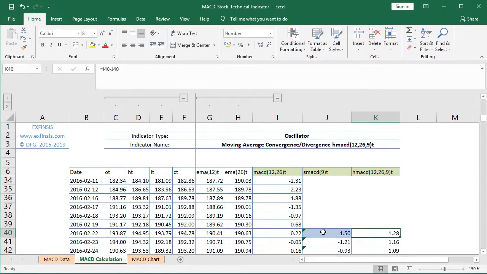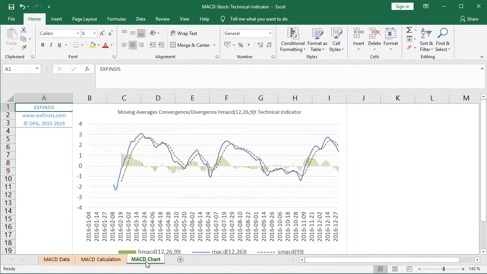So now that we've finished doing the calculation of the MACD, let's go ahead and visualize it within its corresponding chart at the MACD chart worksheet, also colored in orange. So right here we have the corresponding chart: Moving Average Convergence Divergence, the MACD histogram, 12, 26, and 9 days at time t, and the corresponding technical indicator.